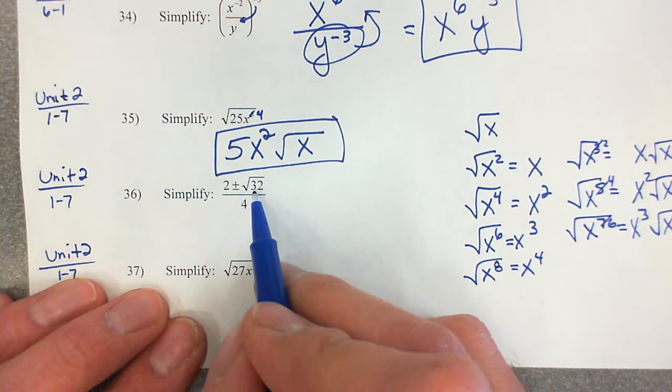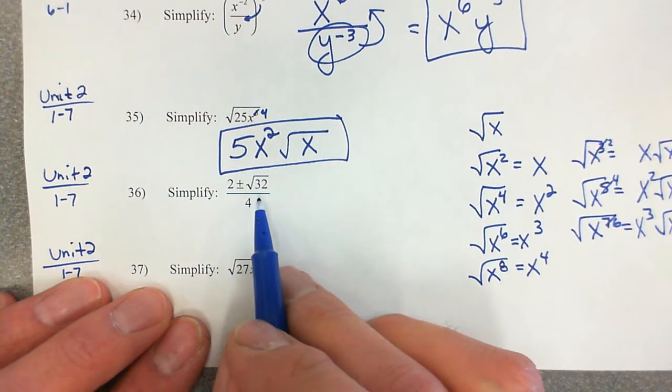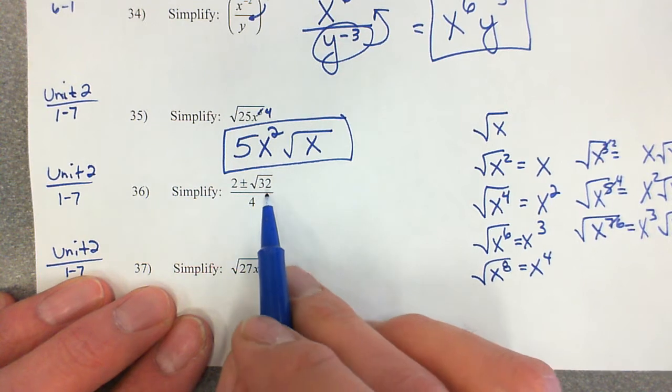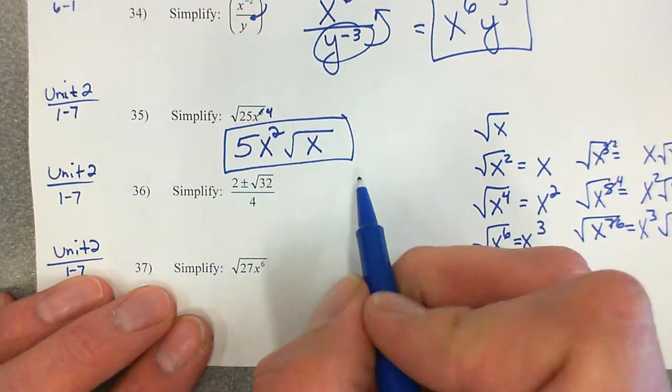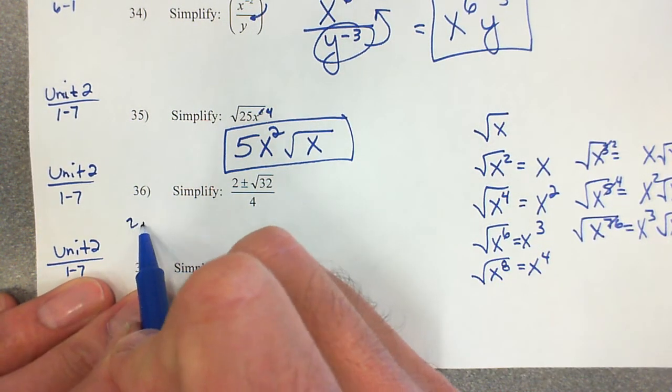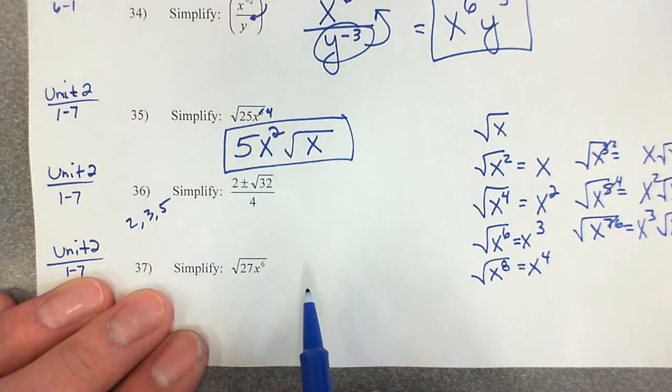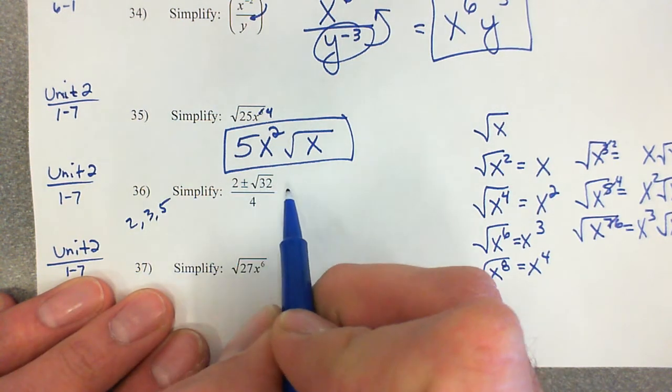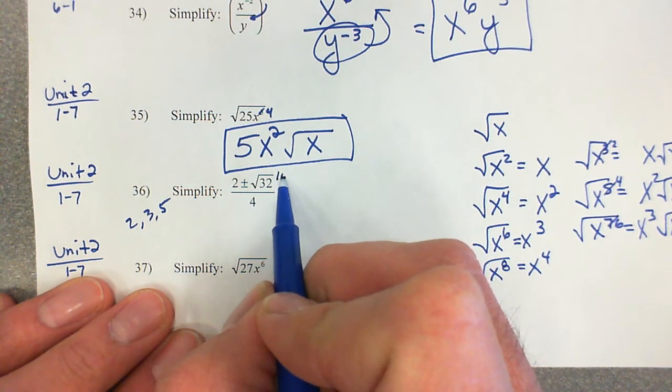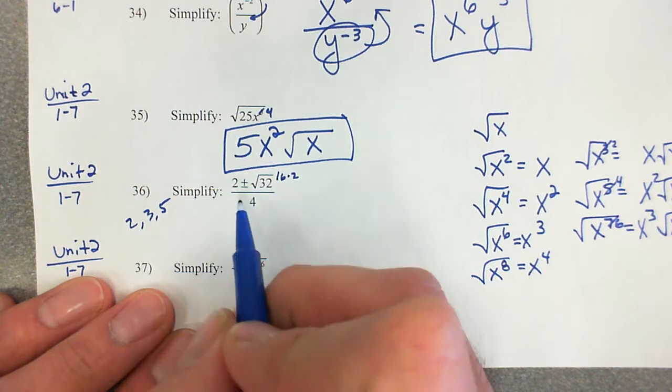On 36, we're looking for the perfect square factor in 32. And recall, to find the largest perfect square quickly, try dividing by the 2, 3, or 5 rule. So if we take 32 divided by 2, you get 16, and 16 is a perfect square.